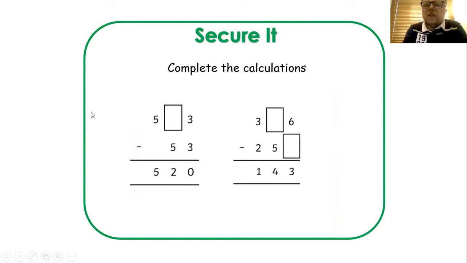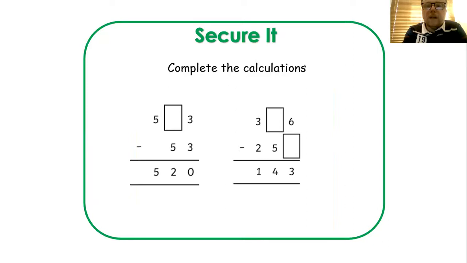Okay. The secure it is to do with the first half of the lesson, really, because there's no exchange in any of these questions. So you've just got to have a close look at these questions, see if you can work out what the missing numbers are in these subtraction calculations. Okay, no deepen it today. So maybe there'll be one on tomorrow's session.